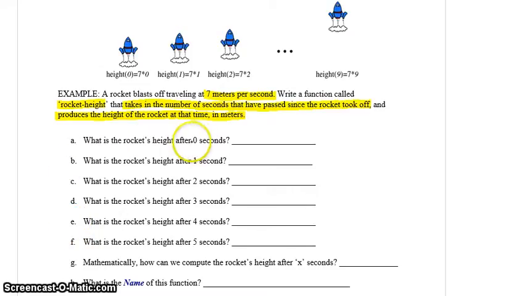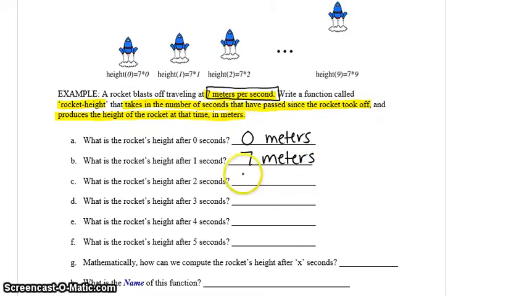What is the rocket's height after 0 seconds? So we need to think about this speed, which is listed as 7 meters per second. After 0 seconds, of course, the rocket has gone 0 meters into the air. Letter B, what's the rocket's height after 1 second? Well, after 1 second, the rocket will have traveled 7 meters. If it's 7 meters per second, then after 1 second, it's gone 7 meters.